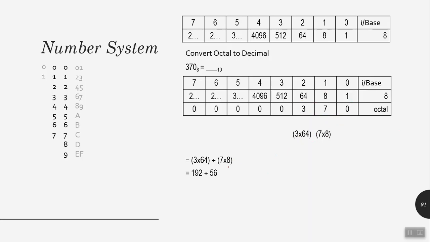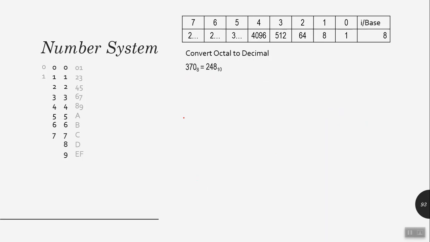So 8 times 7 is equal to 56 plus 3 times 64 is equal to 192. So that's why we got 248 base 10. And as you can see here, class, after we convert octal into decimal, the constant 370 becomes 248, because the constant becomes lower when we convert octal to decimal. The same goes for decimal to octal. If we convert a decimal value into octal, the value of the constant becomes higher. We will see that here in our example.